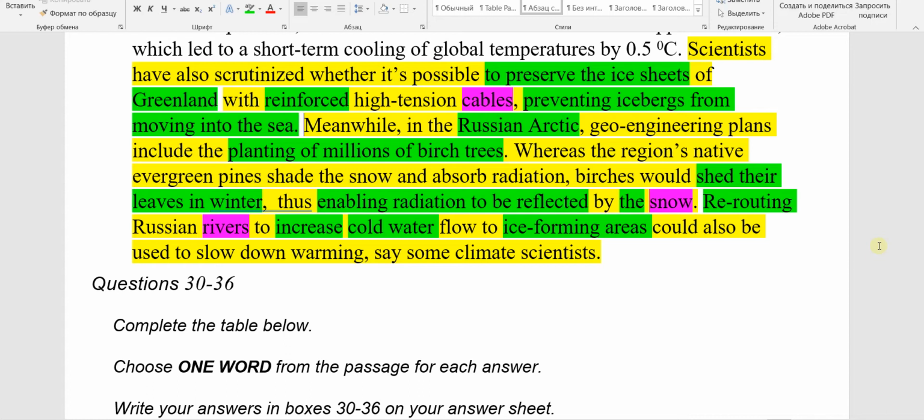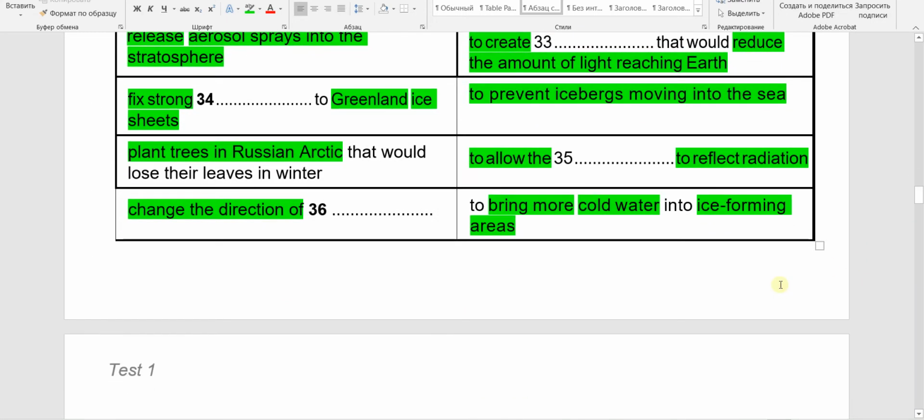Meanwhile, in the Russian Arctic, geoengineering plans include the planting of millions of birch trees, whereas the region's native evergreen pines shade the snow and absorb radiation. Birches would shed their leaves in winter, thus enabling radiation to be reflected by the snow. As you have obviously seen, snow is our correct word, but how did we find that?